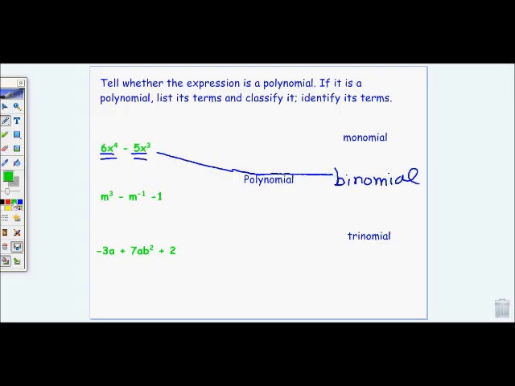The next one, we have three terms. However, notice that the one term has a negative 1. So our second expression here is not a polynomial because of that negative exponent again. And then our last expression, none of them have an exponent that would be negative, and we have three terms. So this is a polynomial. What type of polynomial is it? It's a trinomial. Excuse me.